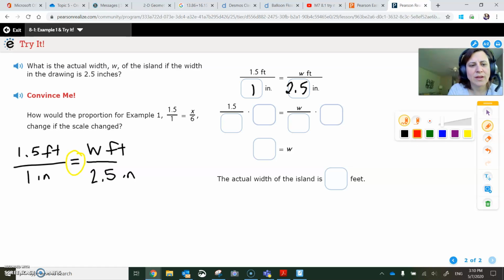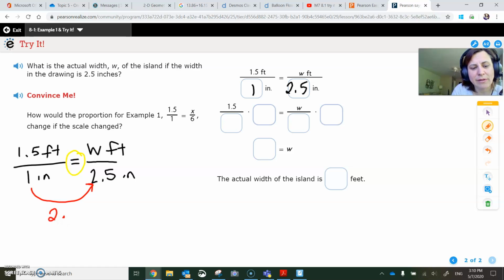So for this one, we have to think, all right, well, what would we need to multiply 1 by to get 2.5? And the answer is we would multiply it by 2.5. I'll put an asterisk there to mean multiply. So we're going to do the exact same thing here. We're going to multiply this by 2.5. And 1.5 times 2.5 is 3.75. So that means the width of the kitchen in that one particular spot is 3.75 feet.